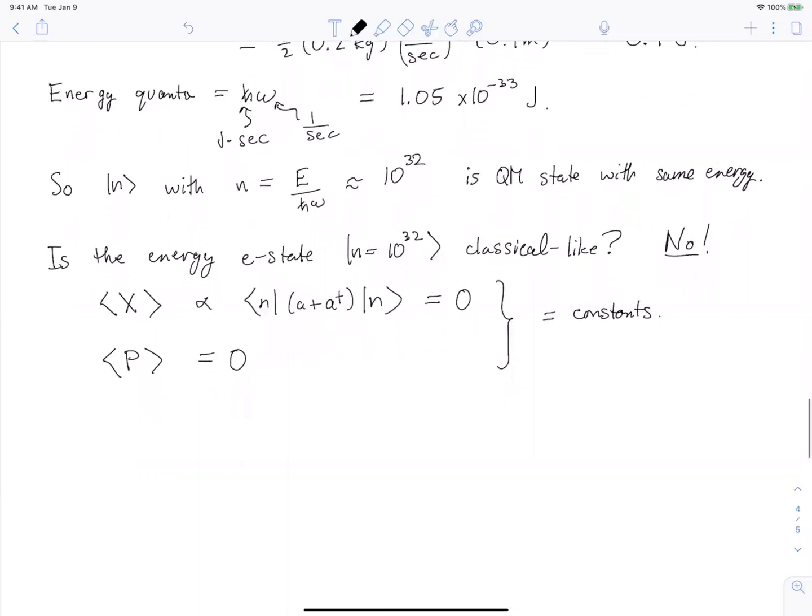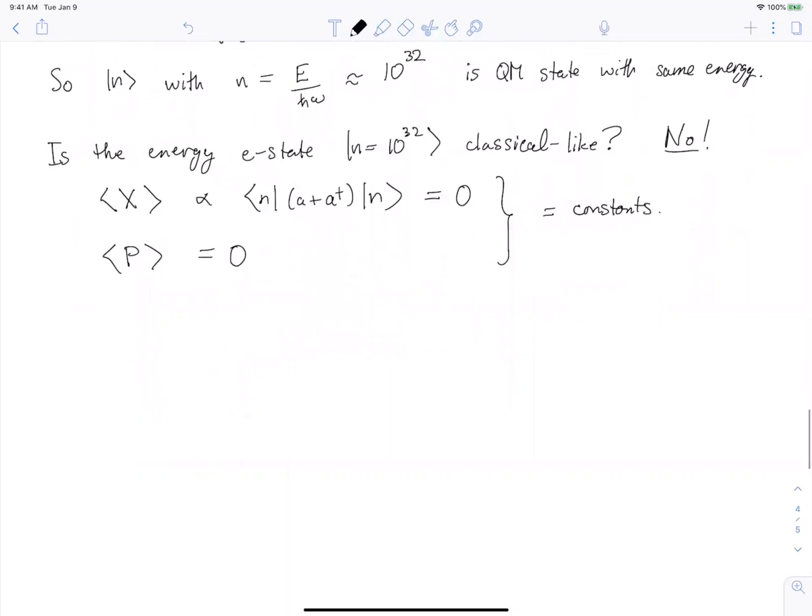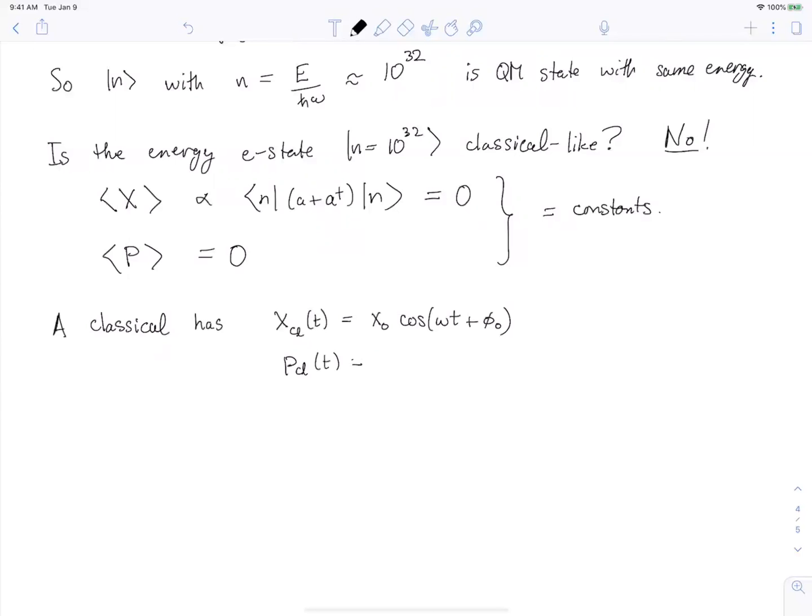Okay, but that's not at all what a classical harmonic oscillator in the lab looks like. A classical oscillator has x and p that change with time in a very noticeable way. I'll write x classical as a function of time equals x0 cosine omega t plus some original phase. And the momentum classically is m times the time derivative of that x classical.